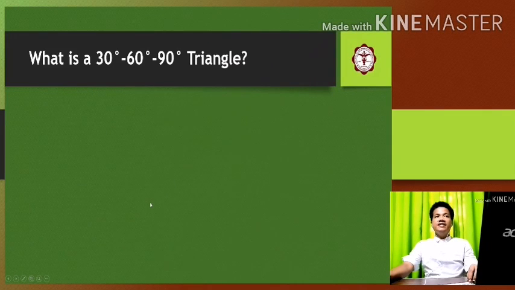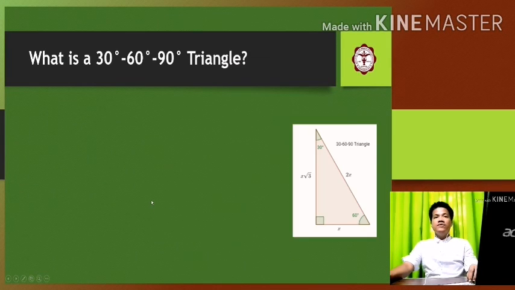Moving to the 30, 60, 90 triangle, or 30, 60, 90 special right triangle. By illustration, we will have the ratio of the measures of the sides. We have x is to x square root of 3 is to 2x.